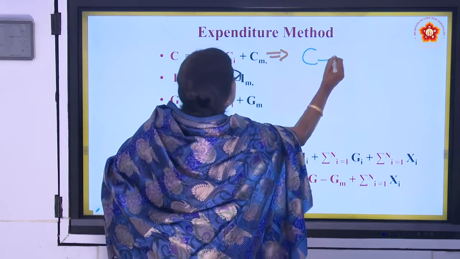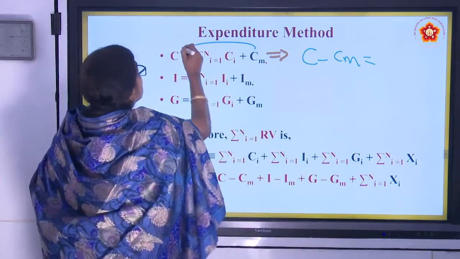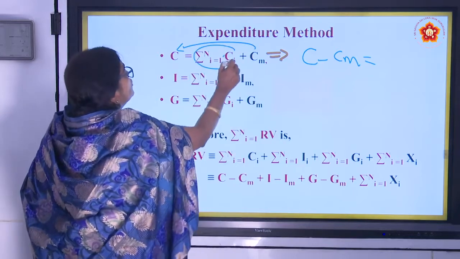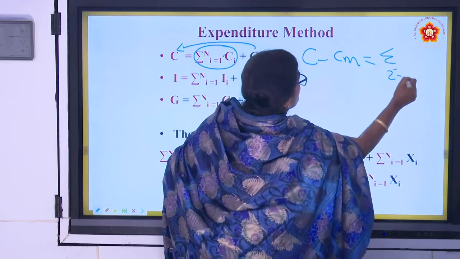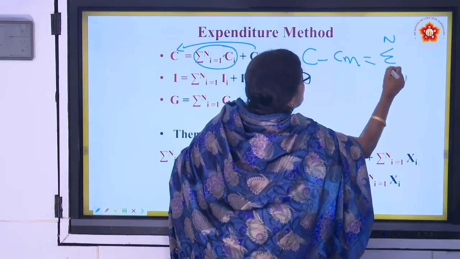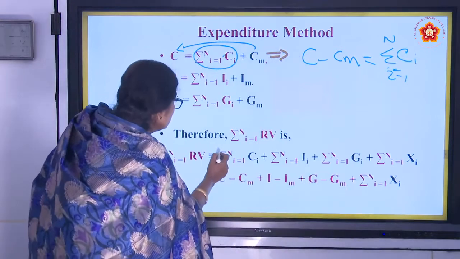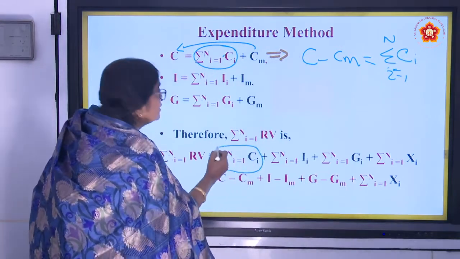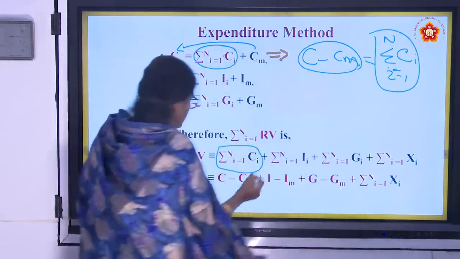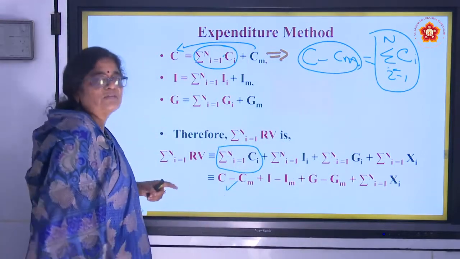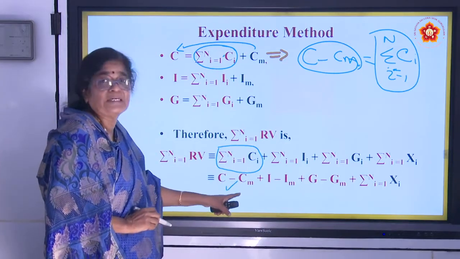C minus CM is nothing but, take this CM this side, then what will remain? This only will remain: summation of I equal to 1 to N, CI. Therefore, in place of this one, CI, what can we write? C minus CM. That's what we have substituted. We have substituted the summation of CI by C minus CM.